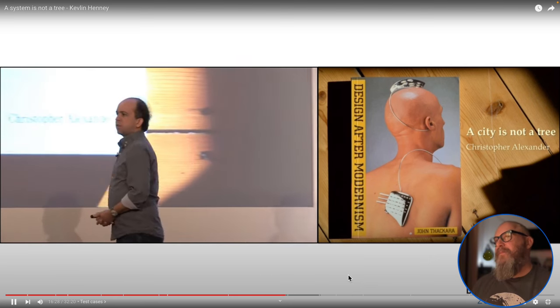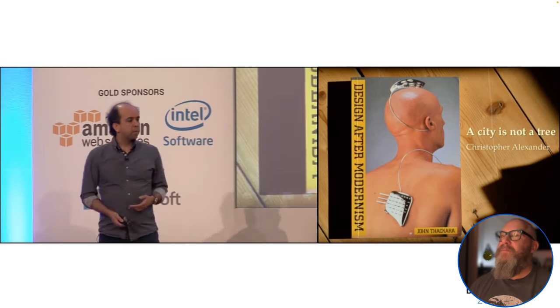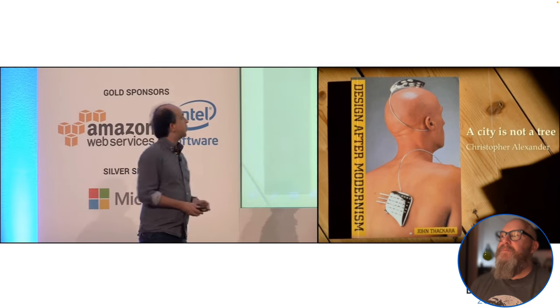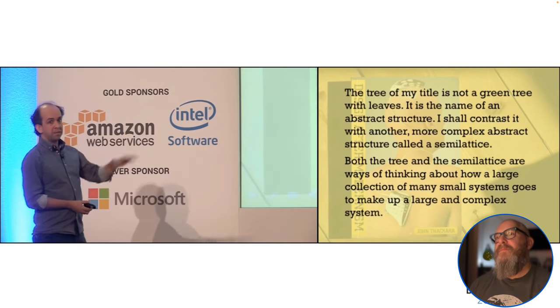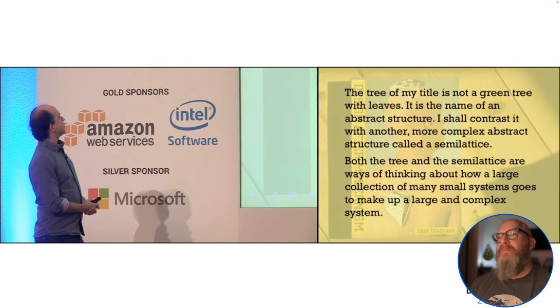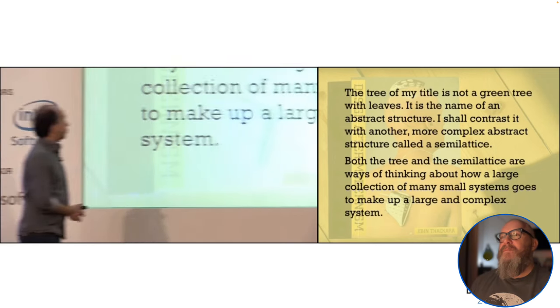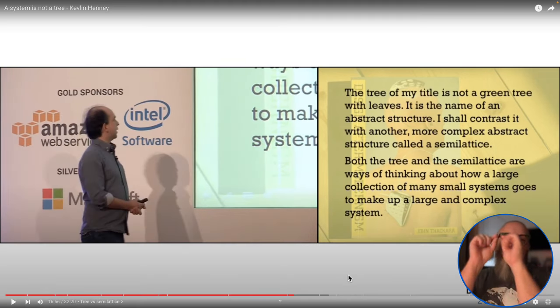And again, he's concerned with large-scale structure and small-scale structure. In A City is Not a Tree, he makes a number of observations. One of the key observations: the tree in my title is not a green tree with leaves, it's the name of an abstract structure. He's just speaking to building architects who think that trees are green. I shall contrast it with another more complex abstract structure called a semi-lattice. Both the tree and the semi-lattice are ways of thinking about how a large collection of many small systems goes to make up a large and complex system.